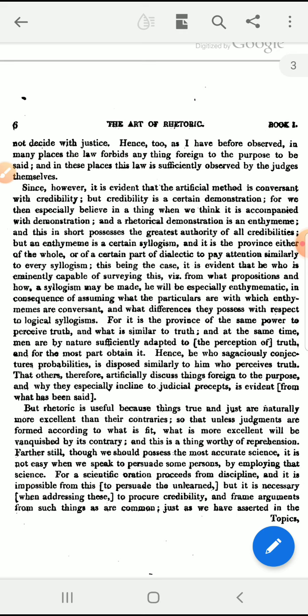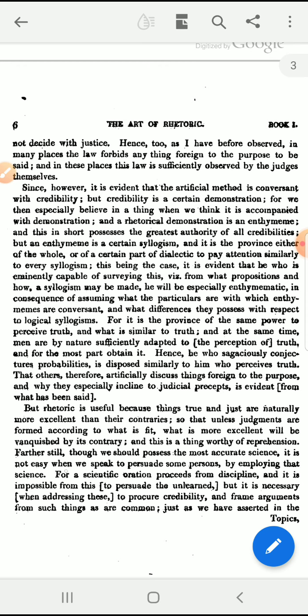Farther still, Aristotle writes, though we should possess the most accurate science, it is not easy when we speak to persuade some persons by employing that science. For a scientific oration proceeds from discipline, and it is impossible from this to persuade the unlearned. But it is necessary when addressing these to procure credibility and frame arguments from such things as are common. And Aristotle says, just as we have asserted in the Topics, that's one of the books of the Organon.